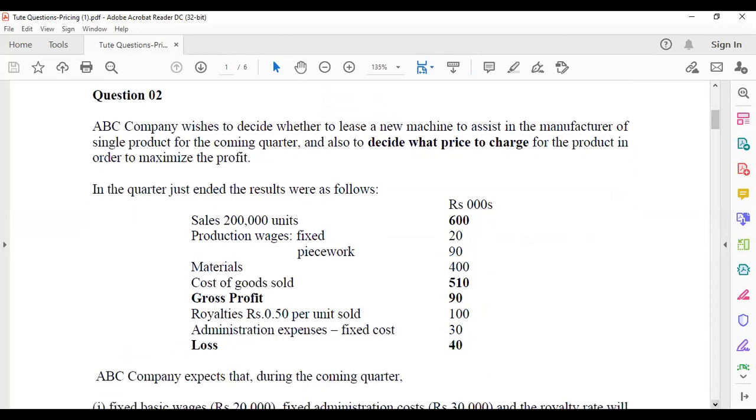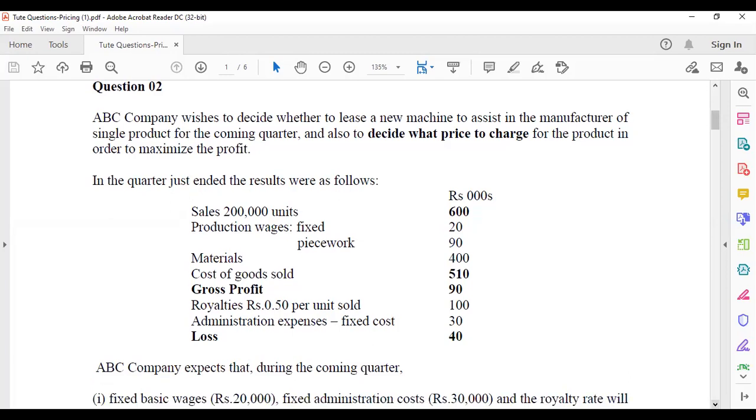The ABC company wishes to decide whether to lease a new machine to assist its manufacturing of a single product for the coming quarter, and also to decide what price to charge for the product in order to maximize the profit. So you are in a decision scenario. You are thinking of leasing a new machine to assist you with the manufacturing of a single product for the coming quarter. And also you want to decide what price to charge for the product in order to maximize the profit. Then in the quarter just ended, the results were as follows.